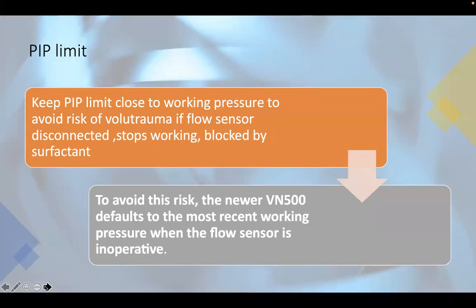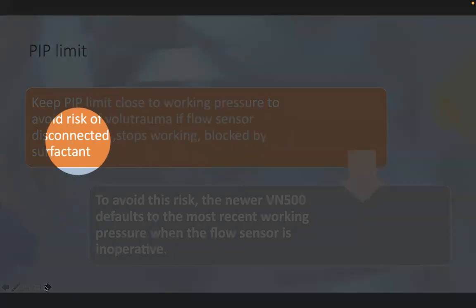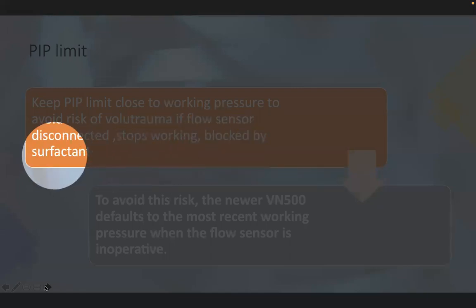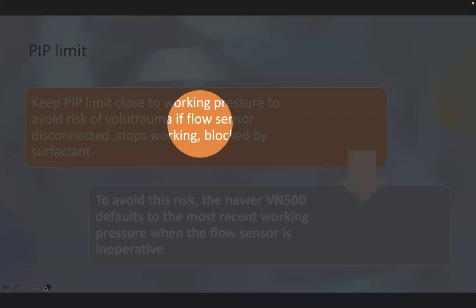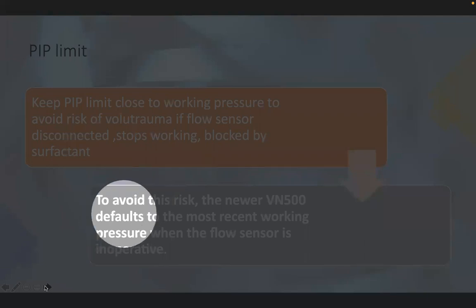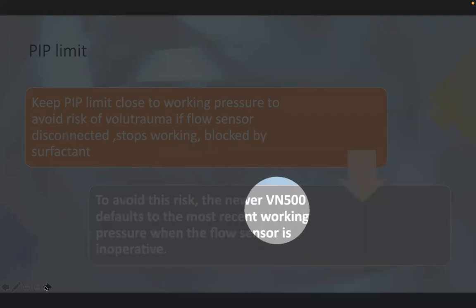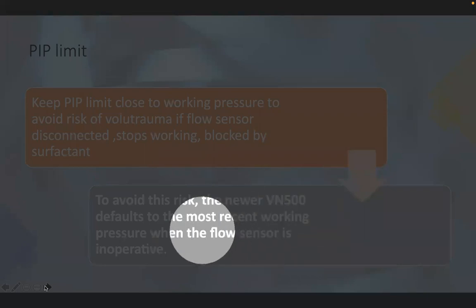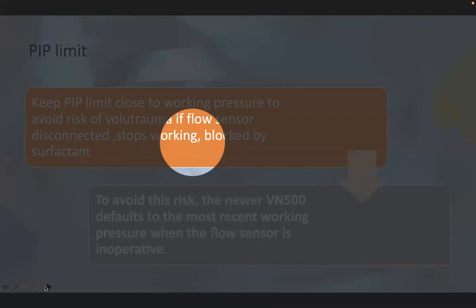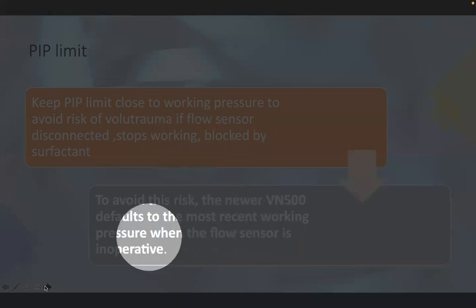We should keep the PIP limit close to working pressure to avoid risk of volutrauma if the flow sensor is disconnected, stops working, or is blocked by surfactant. This is important, because if we do not set it close to working pressure, then it may cause unnecessary harm to the baby. To avoid this risk, the newer VN500 defaults to the most recent working pressure when the flow sensor is inoperative. So this newer VN500 also has this feature that if the flow sensor suddenly stops working, then the inadvertent high PIP that is delivered by other ventilators is not delivered here, because it defaults to the most recent working pressure.